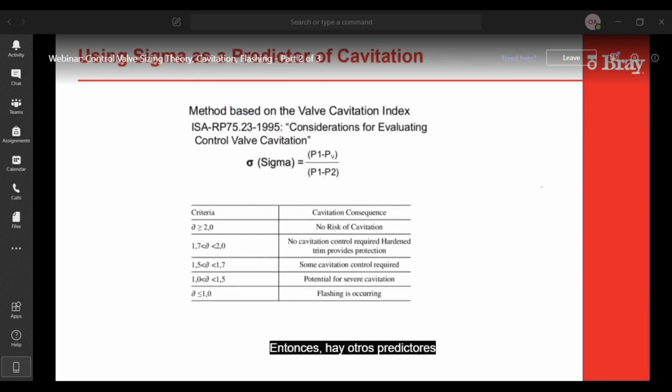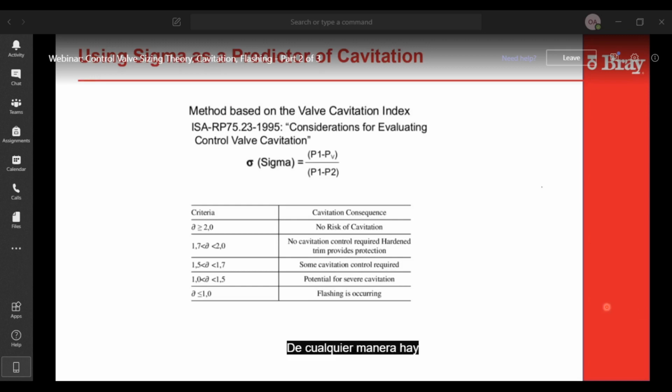So there's other predictors of cavitation as well that other people have developed and have been adapted by ISA. Sigma is another one that doesn't rely on the valve recovery factor that much. It'll give you a good estimation of where you are in your flow regime as to whether or not you have cavitation. The sigma is basically the upstream pressure minus the vapor pressure divided by your differential pressure. And then you use the little table below. The number you come up with will give you an idea of what you have for that particular fluid.